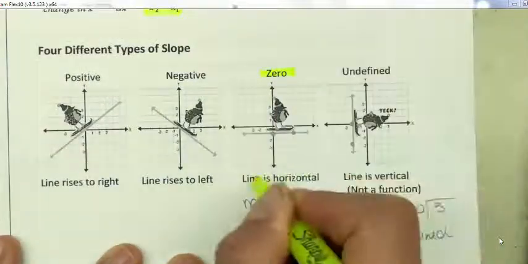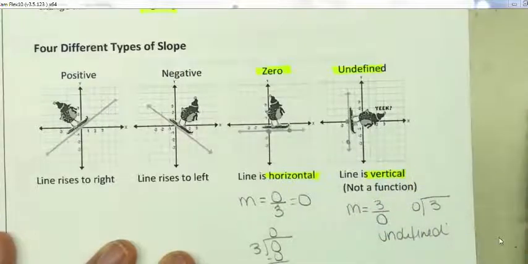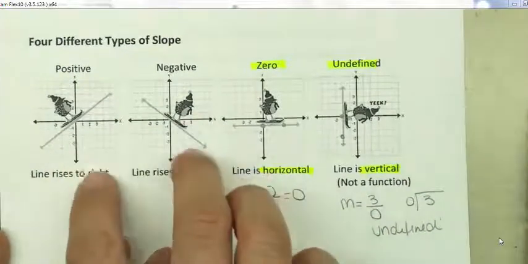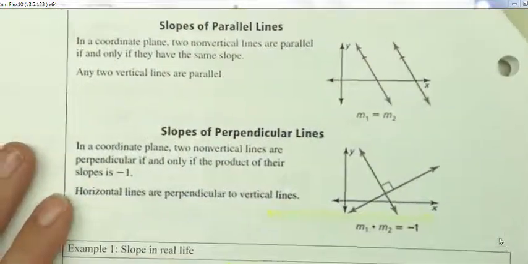A 0 slope is a horizontal line. An undefined slope is a vertical line. And then positive and negative, hopefully you're already familiar with those. We did a lot of this last year.